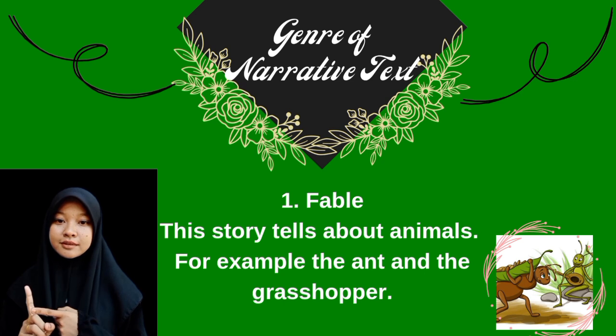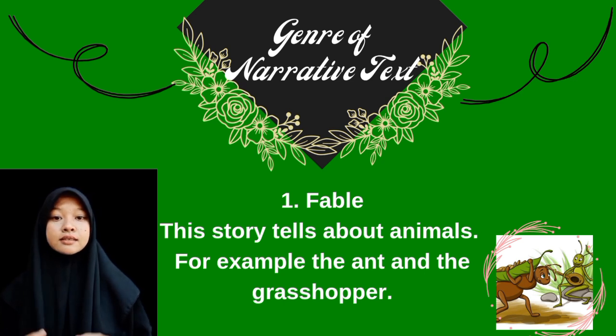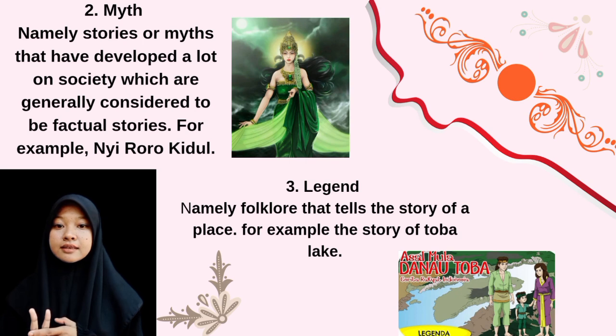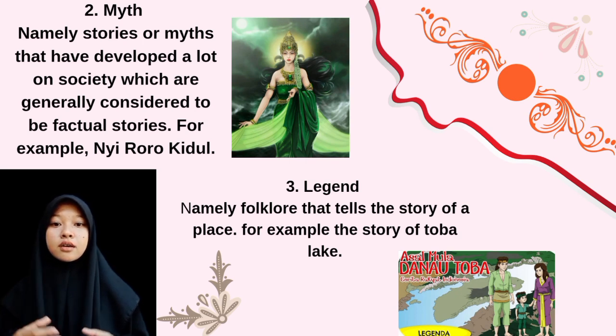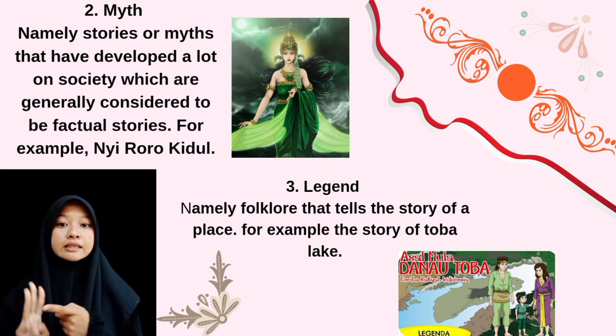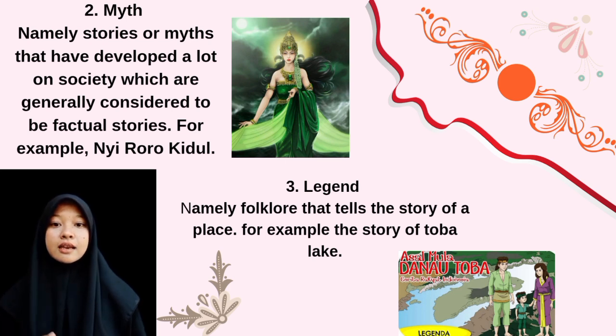First, fable. This story tells about animals, for example, The Ant and the Grasshopper. Second, myth. Namely stories or myths that have developed a lot in society, which are generally considered to be factual stories. For example, Nyi Roro Kidul. Third, legend. Namely folklore that tells the story of a place. For example, the story of Toba Lake.